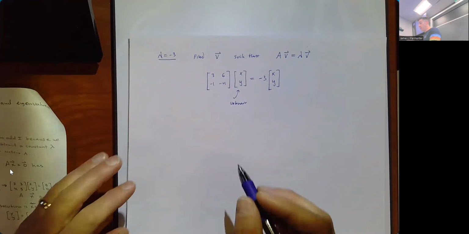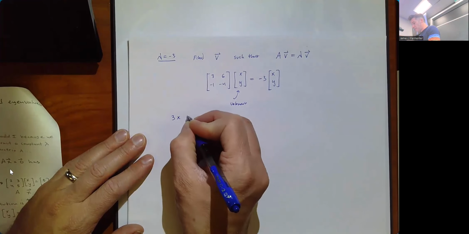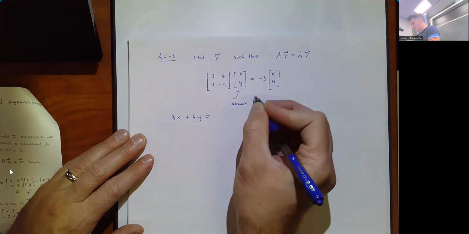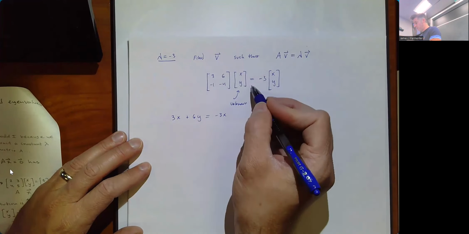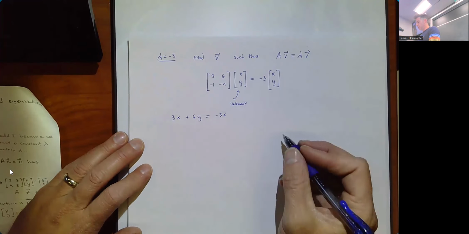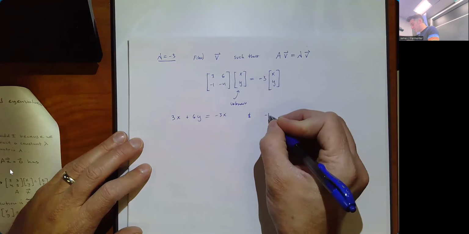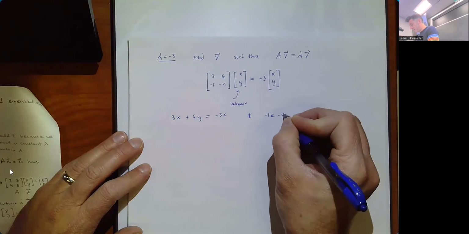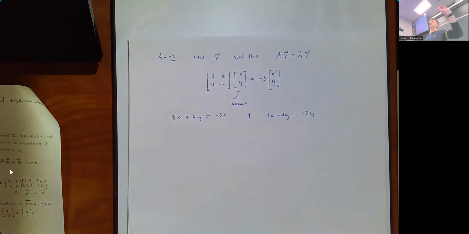Here's what I mean. My first equation would be 3 times x plus 6 times y equal to negative 3 times x. Right? First row with first column equal to the first entry. And my second equation would be negative 1 times x minus 4 times y equal to negative 3 times y. There are some instances where one of the equations doesn't help you at all, but in almost every instance, these two equations yield the same results.